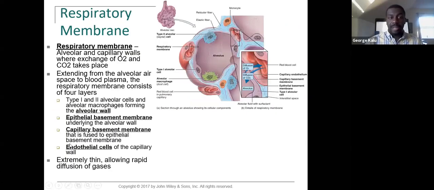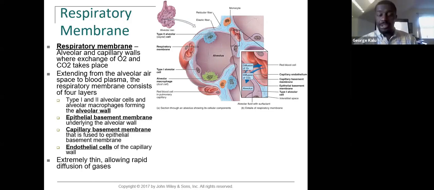Okay. So now, this whole membrane where we're going to be transporting our oxygen and carbon dioxide into the alveoli is what we call the respiratory membrane. Okay. So that respiratory membrane is going to be made up of the alveolus and the capillary walls, and that's going to be where we exchange oxygen and carbon dioxide.